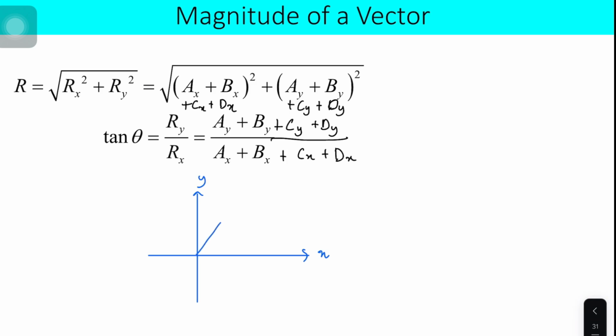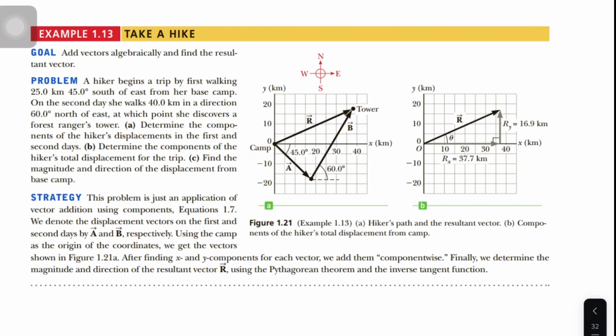Let's say this is your R with the theta. Using tangent, the angle is always from the x-axis, whether the positive x-axis or the negative x-axis. This is example 1.13.